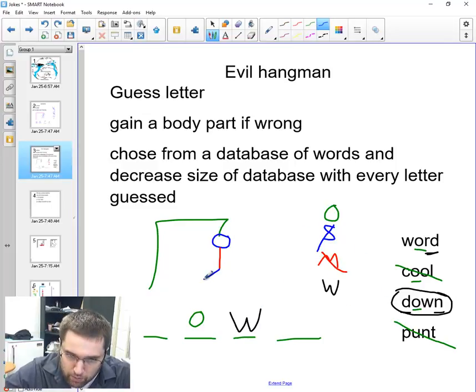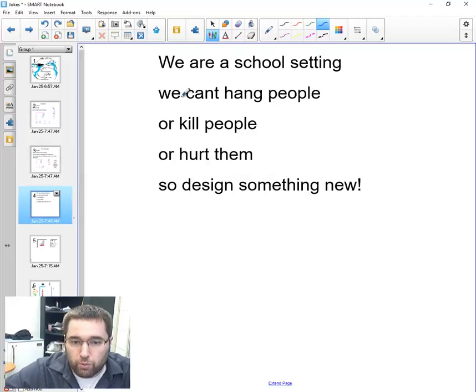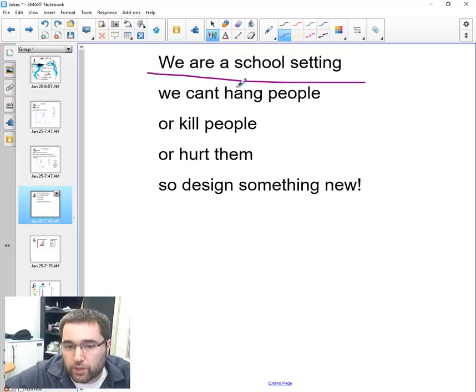And every time they guess a wrong letter, they keep on getting more body parts. So that's how you play Evil Hangman. You break it down to just one word, and then they have to guess that word. But you're basically cheating because you're not picking the word until they basically pick it for you, depending on their guesses. So the thing about this is when we're making this program, we're in a school setting, so we can't hang people, we can't kill people, we can't hurt them. So we have to design something new.